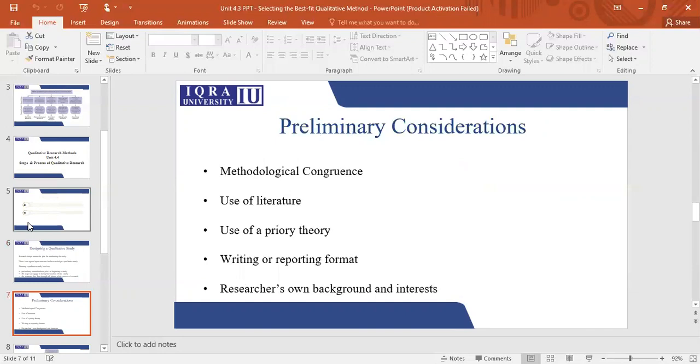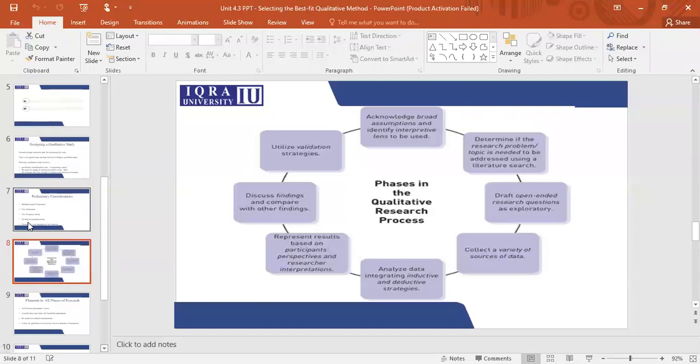So I will have a particular problem. I will go and study the literature. I will see if there is any prior theory present or not. I will understand that theory. I will understand the phenomena, and then I will write my research. Obviously, your previous background and your own interest will have an influence here as well.